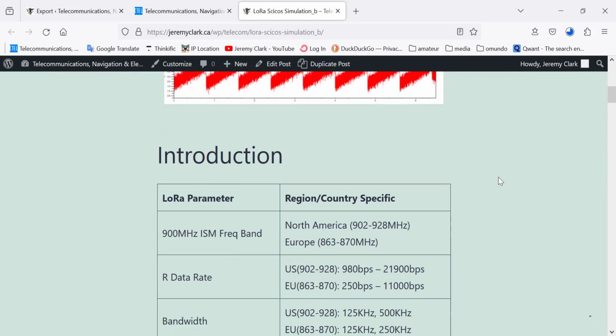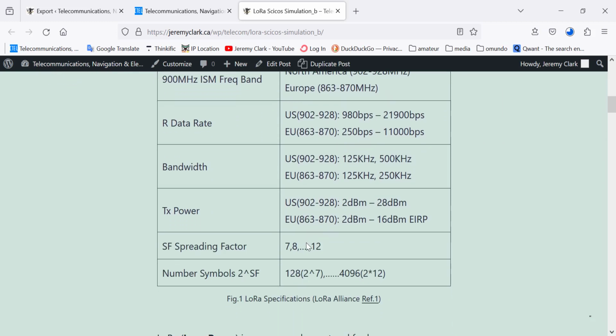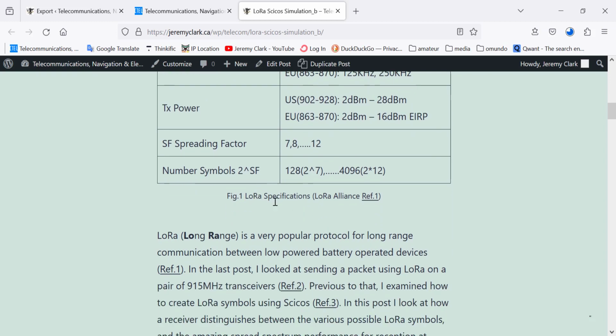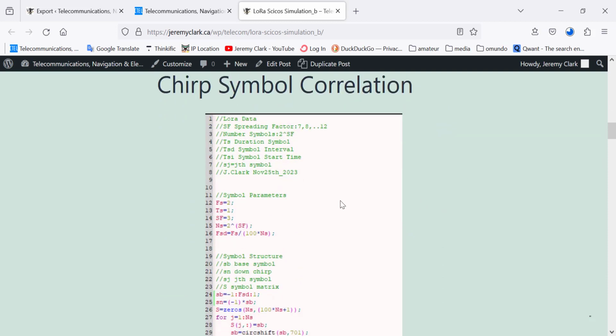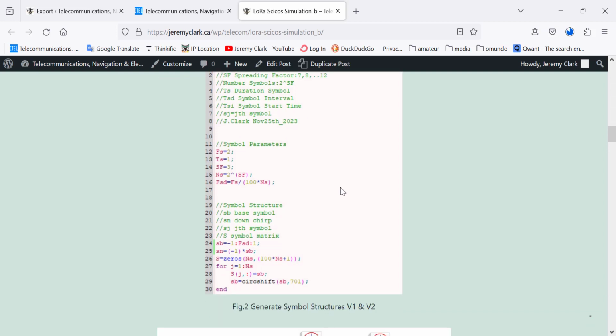So there's a table of the specs, which we've had in the previous two videos. Those are from the LoRa Alliance, reference 1. And this is the code I used to create the symbols. So I've got two structures. The first structure reads in symbols 1 all the way up to 8. And structure 2 reads in symbol 1 8 times.